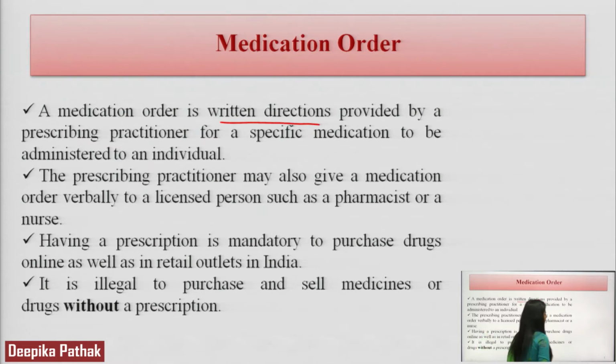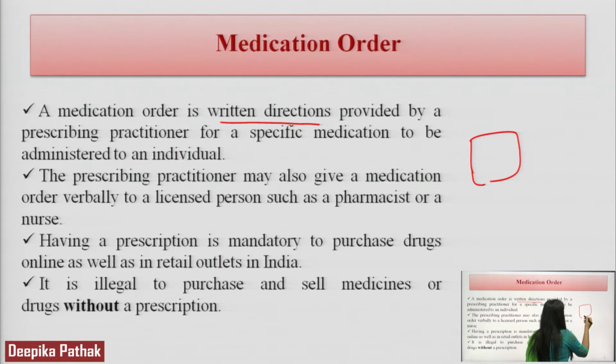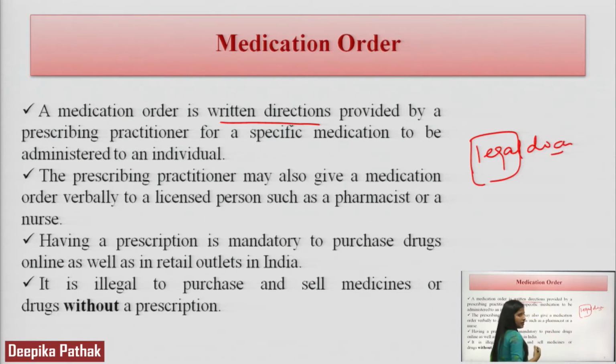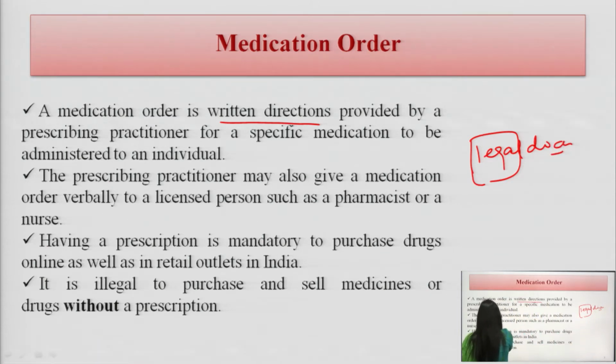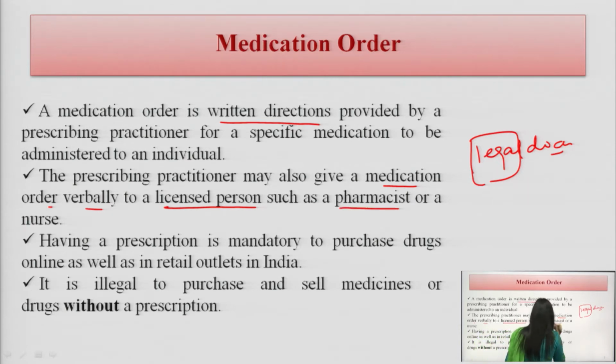A physician will write the prescription and there are different parts in it. This is a legal document. Without this, any medication is not sold. The prescribing practitioners may also give a medication order verbally to a licensed person. Sometimes a practitioner gives verbal information about what therapy should be given, and this information is given to the licensed person. This person could be a pharmacist or a nurse.